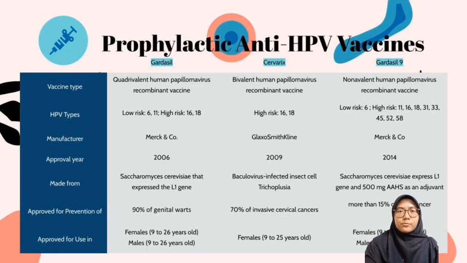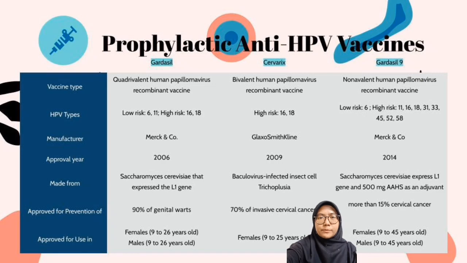Cervarix is a bivalent human papillomavirus recombinant vaccine developed by GlaxoSmithKline from baculovirus-infected insect cells Trichoplusia in 2009. It contains high-risk HPV-16 and HPV-18 VLPs, which are responsible for approximately 70% of invasive cervical cancer worldwide. It is recommended for females aged 9 to 35.